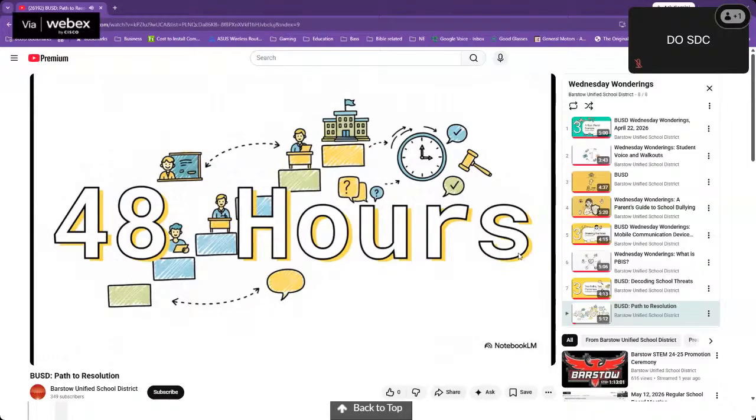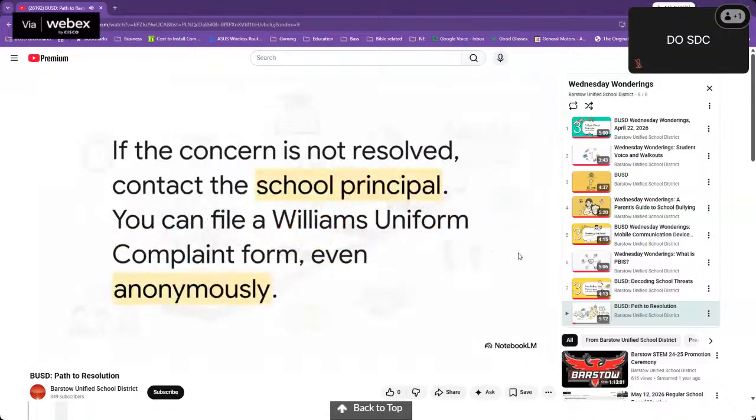Okay, so what if that conversation with the teacher doesn't quite resolve things? Step 2 is to connect with the school principal. And you've got another really important tool at this stage. It's called the Williams Uniform Complaint. It's a formal process for specific issues like instructional materials or facility conditions. It's a powerful option, and you can even file it anonymously if you want to.